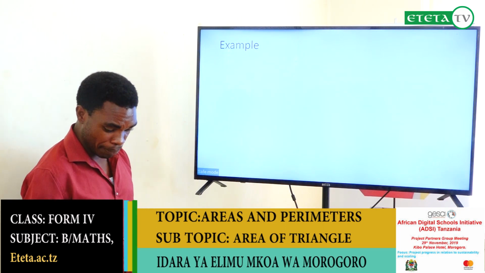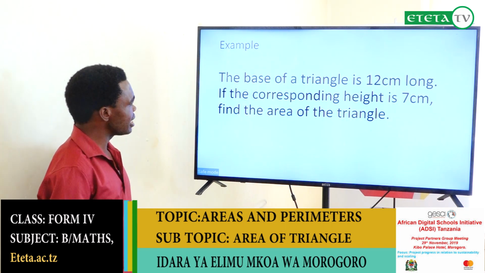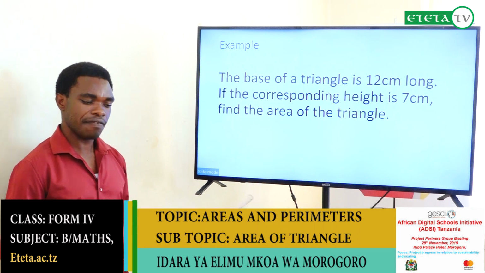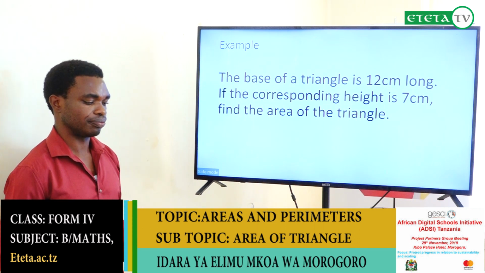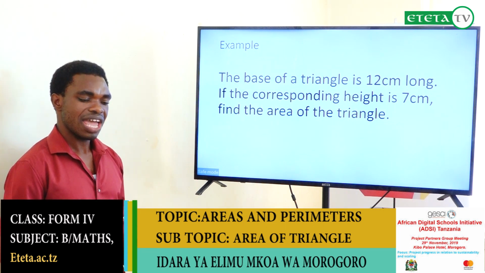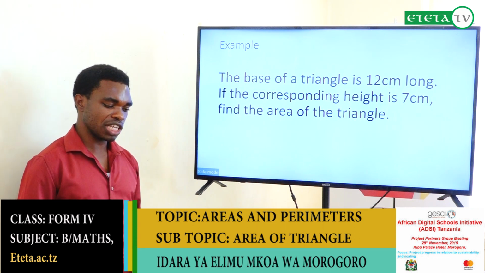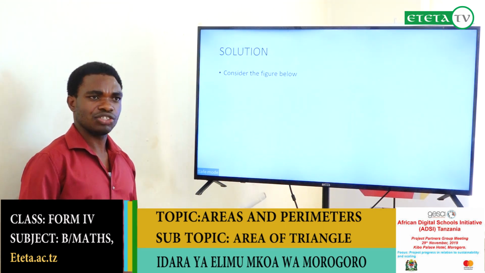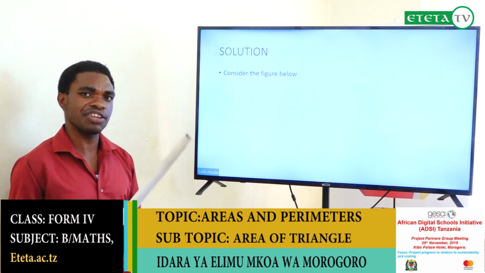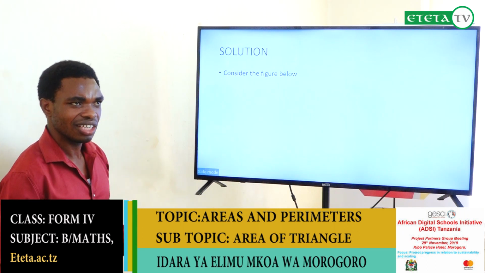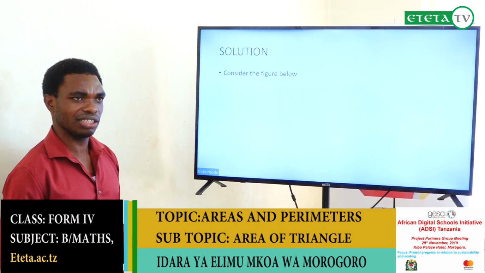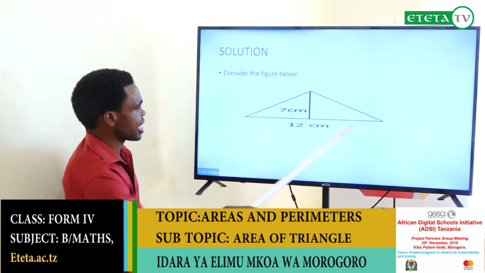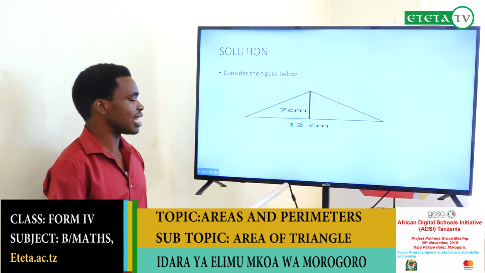The first example says, the base of the triangle is 12 cm long. If the corresponding height is 7 cm, find the area of the triangle. It can be any triangle. You can decide that because the question is not specific about the kind of triangle. So you can use either the right angle triangle, or the triangle whose altitude lies within, or the triangle whose altitude lies outside. Now, for example, if we decide on this one, this should be the base and this one should be the height.